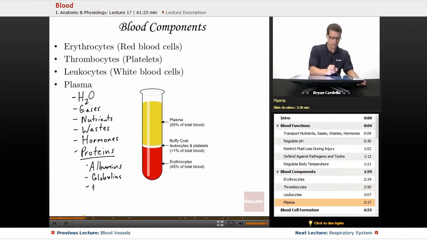And finally, the next major kind of blood protein is fibrinogen. Fibrinogen is what you make fibrin out of, and without fibrinogen, you wouldn't be able to make a blood clot. And a blood clot is the way that you stop bleeding, and that's very important. So there's the components of plasma and the other blood components.